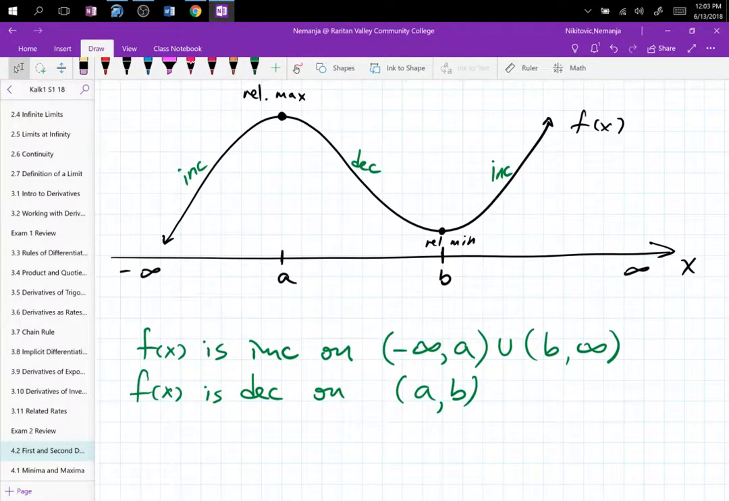And please note that when your increase changes to decrease, you have a max, and when your decrease changes to increase, you have a min, right? And that should also be common sense as we move on.